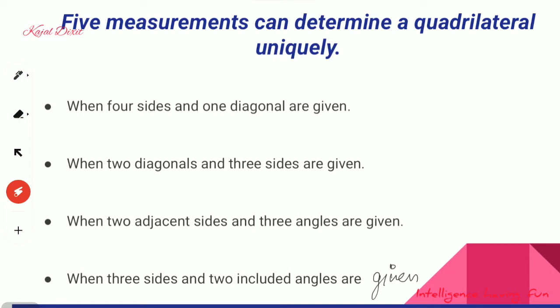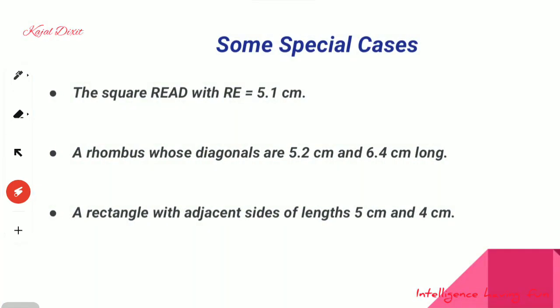But there are some special cases where we need not get the exact 5 measurements given already in the question. We will have to figure out those 5 measurements from the properties associated with that special kind of quadrilateral, and then we can construct it uniquely. So let us see what are the special cases where we are not given the 5 measurements clearly. So the first kind is what?